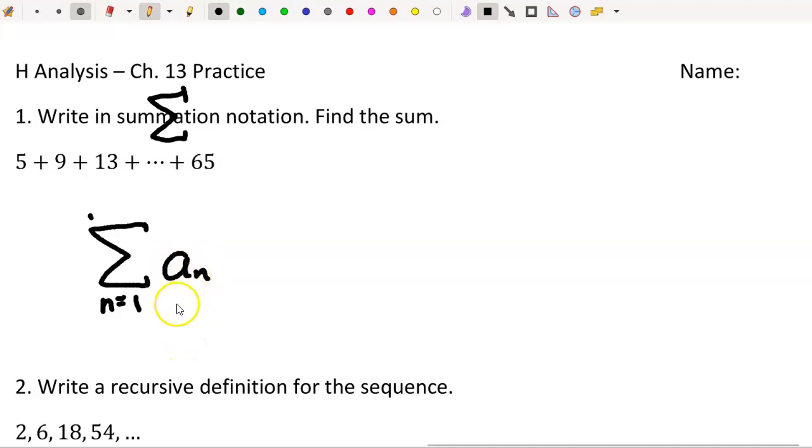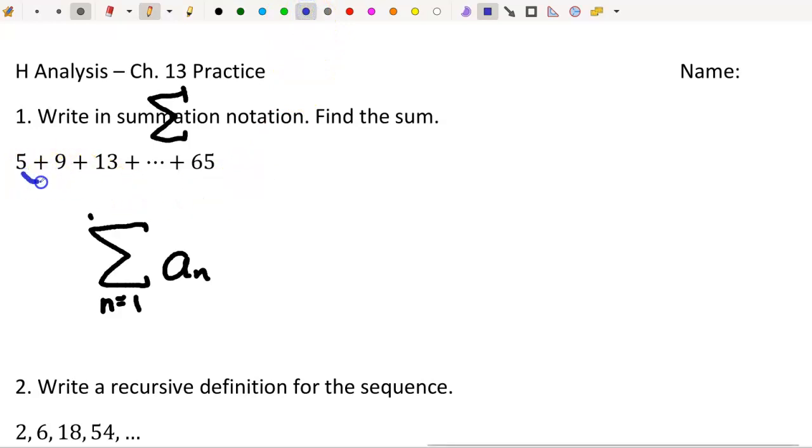That'll tell us if we plug in 1, we should get an answer of 5. We plug in 2 into this expression, it'll give us 9. We plug in 3, it will give us 13. And we plug in the last number, whatever that is, it should give us 65. So we have to do those two things. To find the a sub n, you actually need to know what n is in the formula. So we need to start with just finding how many terms.